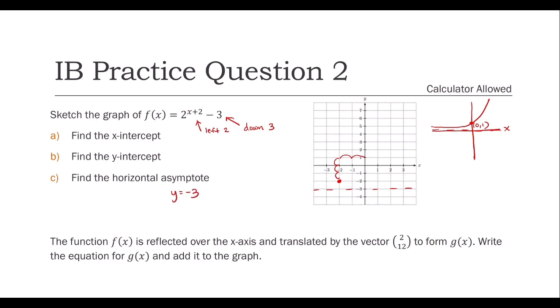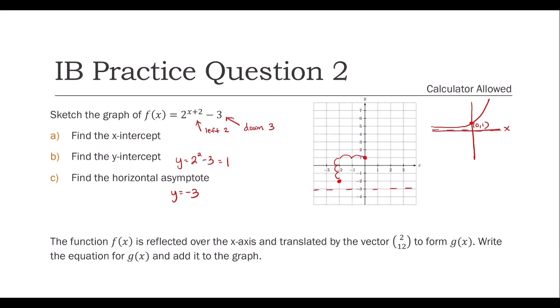Our y-intercept is when x equals 0. So it would be y equals 2 to the 0 plus 2, so 2 squared minus 3, which is 4 minus 3, which would give us 1. So our y-intercept will be at (0, 1).